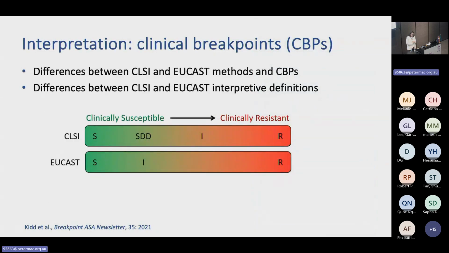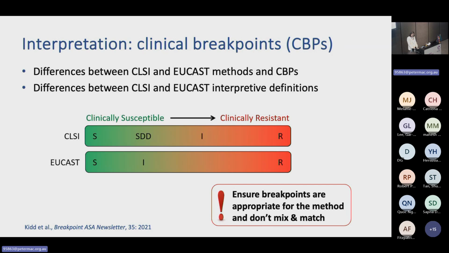So not only are the breakpoint values different between CLSI and EUCAST, but also the definitions that are applied to each interpretive category, and particularly for intermediate and susceptible dose dependent. Although having said that, EUCAST doesn't actually use the intermediate category for fungi. It only uses susceptible or resistant. But again, reiterating the significant differences between these two standards and their interpretation, and the importance of ensuring that the breakpoints we're using are appropriate for the methodology.